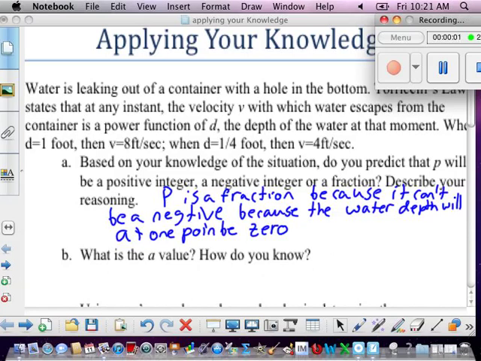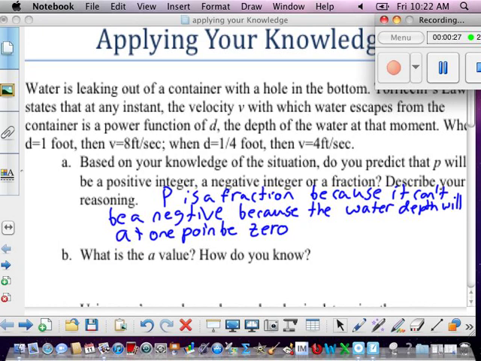Okay, so ladies and gentlemen, water is leaking out of a container with a hole in the bottom. Torricelli's law states that at any instant, the velocity v with which the water escapes from the container is a power function of d, the depth of the water at that moment. When d equals 1 foot, the velocity equals 8 feet per second. When d equals 1/4 foot, the velocity equals 4 feet per second. And we're predicting what p will be.